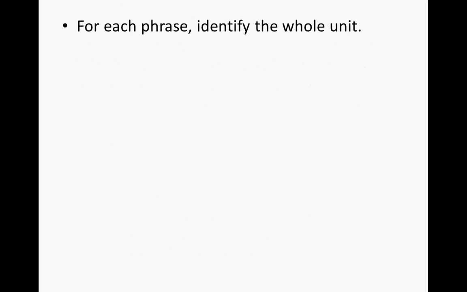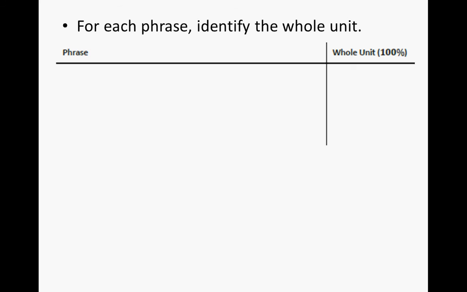So for each of these phrases, identify the whole unit. You might want to stop the video and in your math journal create a table, a T-chart, so you can do this. All right, so you have phrase and the whole unit, which represents 100%. Here is the first phrase. Mary has 20% more than John. So what is the whole unit? Well, the whole unit would be John's money.